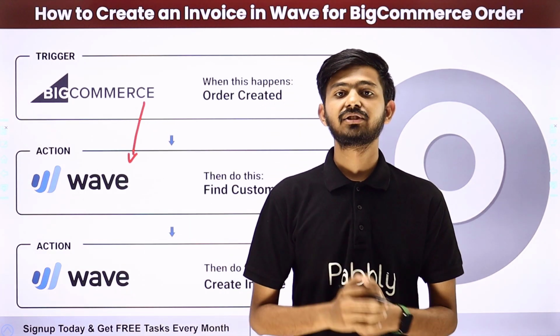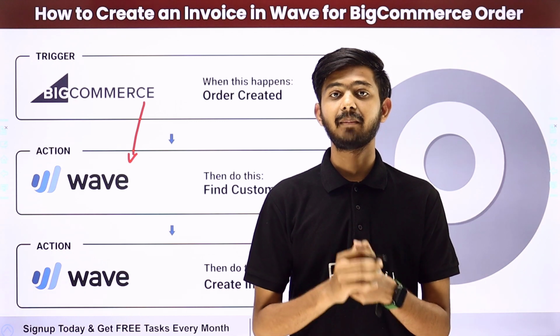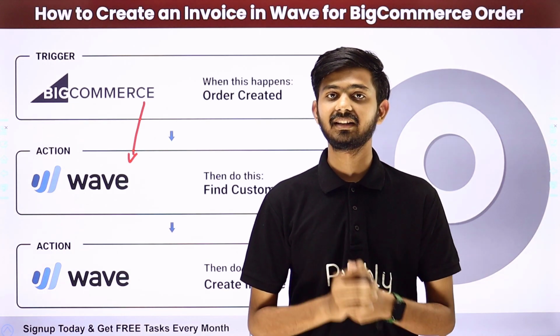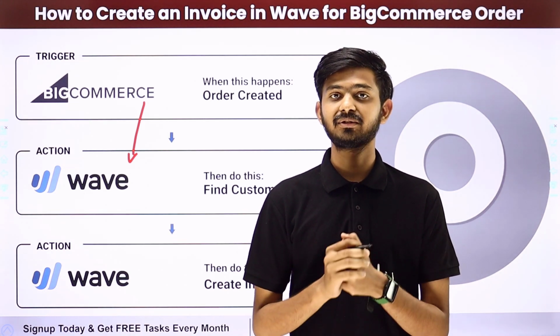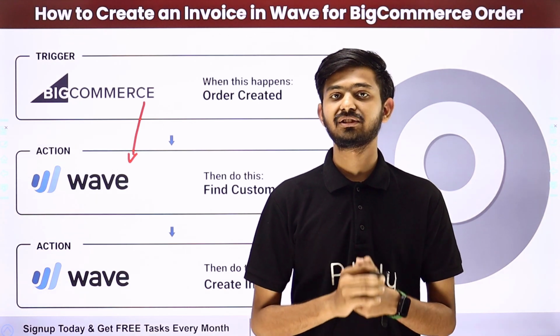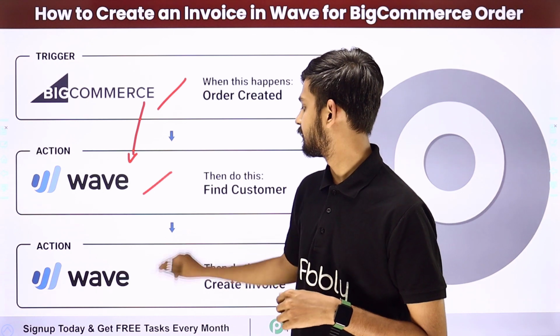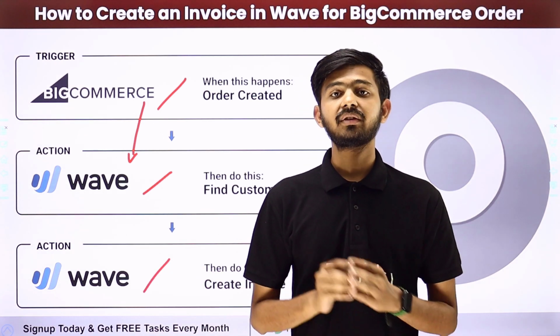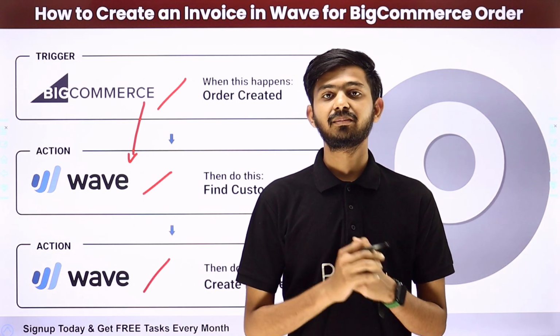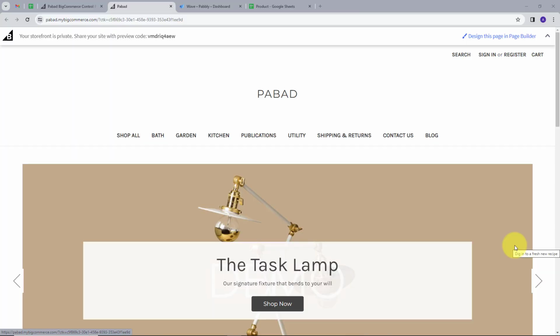For creating this integration, we are going to use Pabbly Connect, which is an amazing software for automation and integration. In Pabbly Connect, we are going to use Trigger and Action. In the Trigger application, we are going to use BigCommerce. In the Action application, we are going to use Wave. Let me take you to my computer screen. I hope you can all see it.